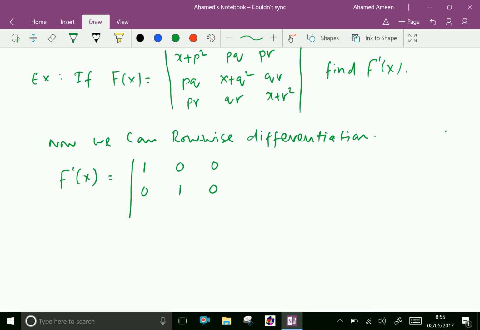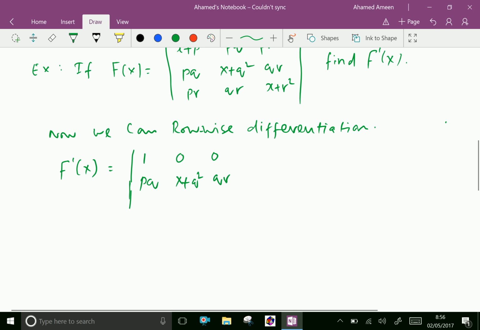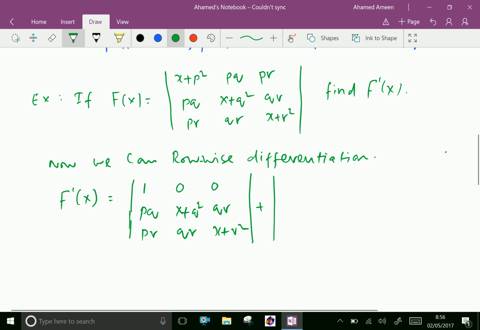Then, first row we differentiate, second row we write as it is, that is pq, x plus q square, qr. Third row also written as it is, pr, qr, x plus r square. This is the first row differentiation, plus keep the first row as it is, x plus p square, pq, and pr.